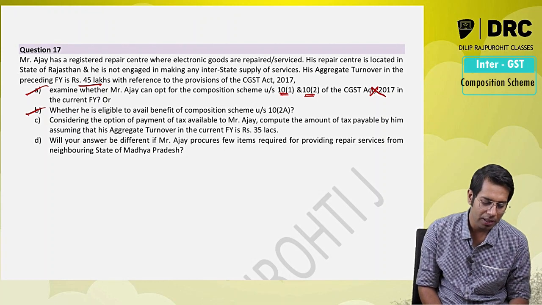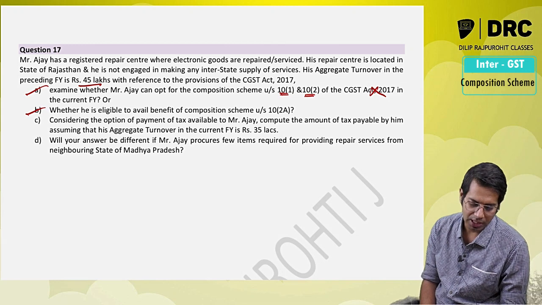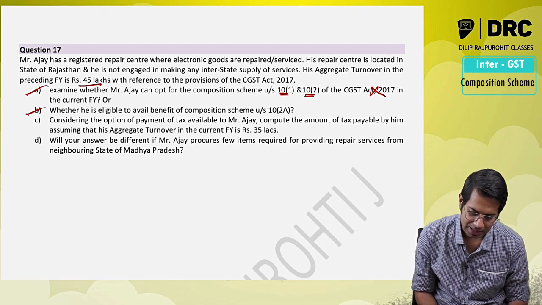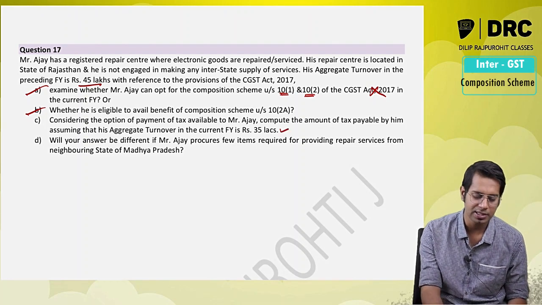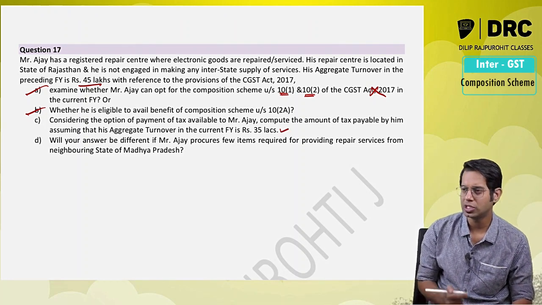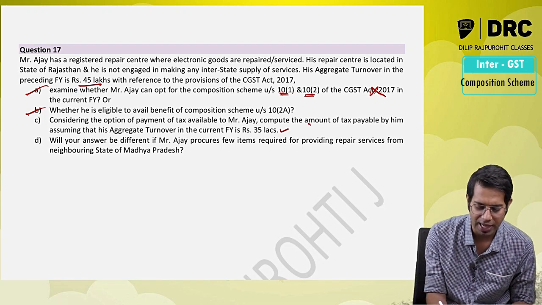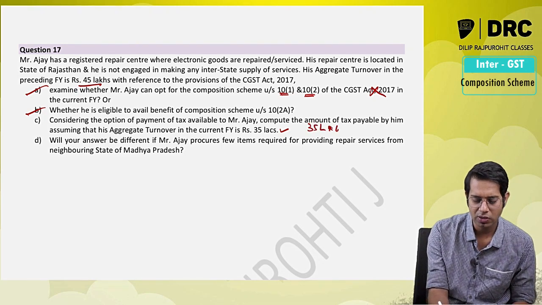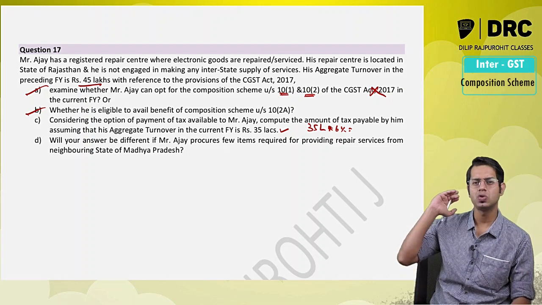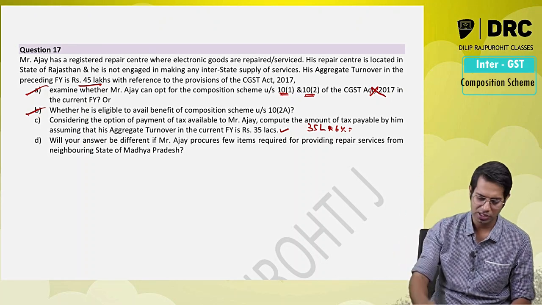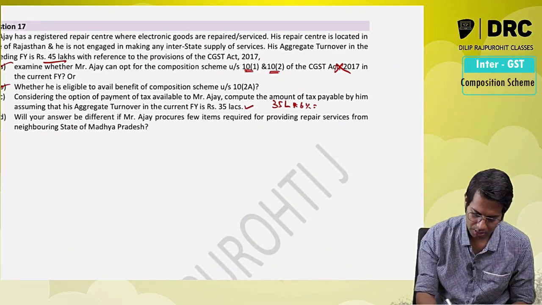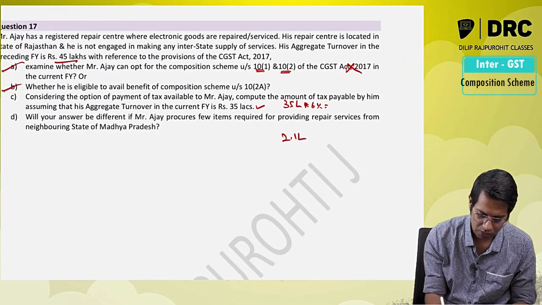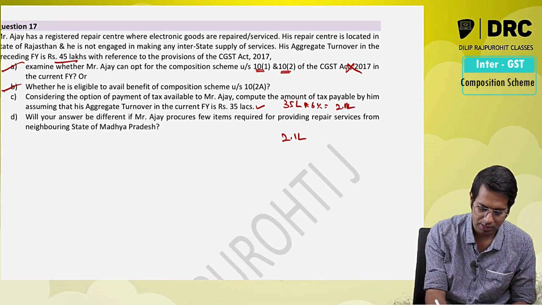Considering the option of payment of tax available to Mr. Ajay, compute the tax payable by him assuming his aggregate turnover in the current year is 35 lakhs. So if he opts for composition scheme and his aggregate turnover is 35 lakhs, what is the tax required to be paid by him? 35 lakhs into 6%. Please note, in examination you should give the breakup: 3% CGST, 3% SGST. It comes to 2.1 lakhs. So here the tax comes to 2.1 lakhs.